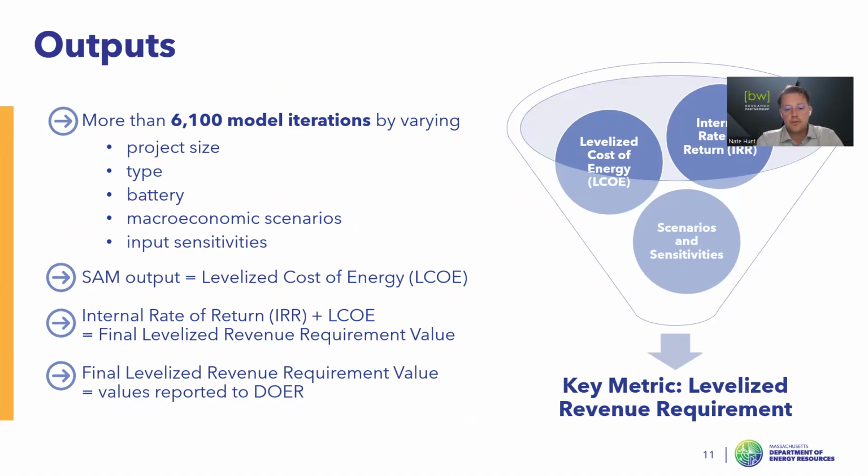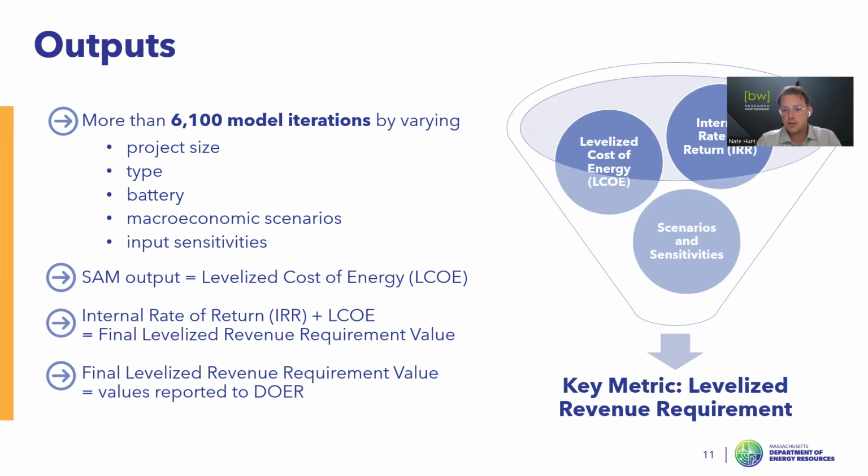So levelized revenue requirement is basically LCOE, the values that we get out of SAM directly, plus the internal rate of return on the equity portion of the project. So this is why we ask all of those financial parameter questions, because it allows us to take that LCOE figure from that SAM model, adjust it slightly based on returns to get that final metric that DOER is looking for. So let me unpack that formula a little bit more, right?